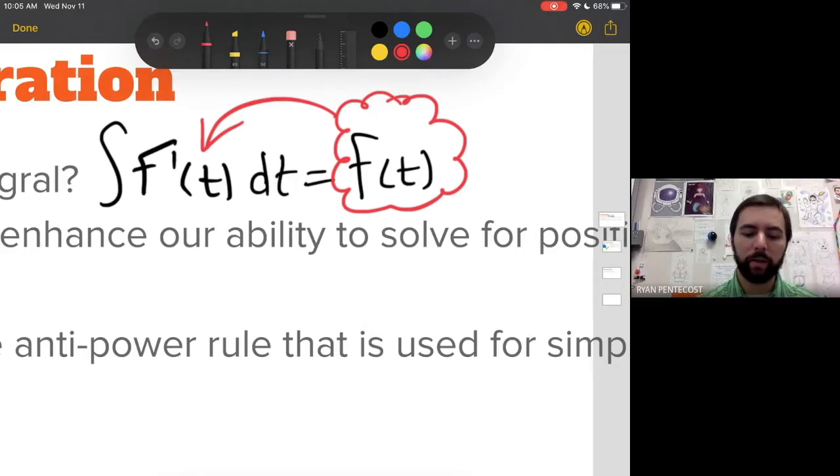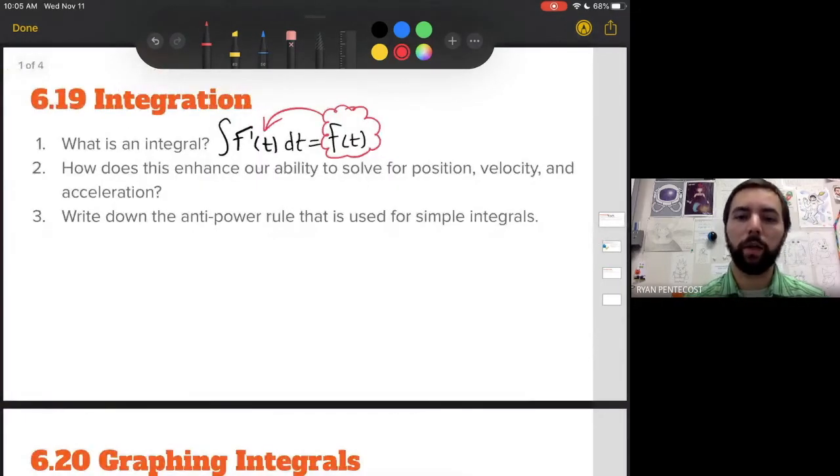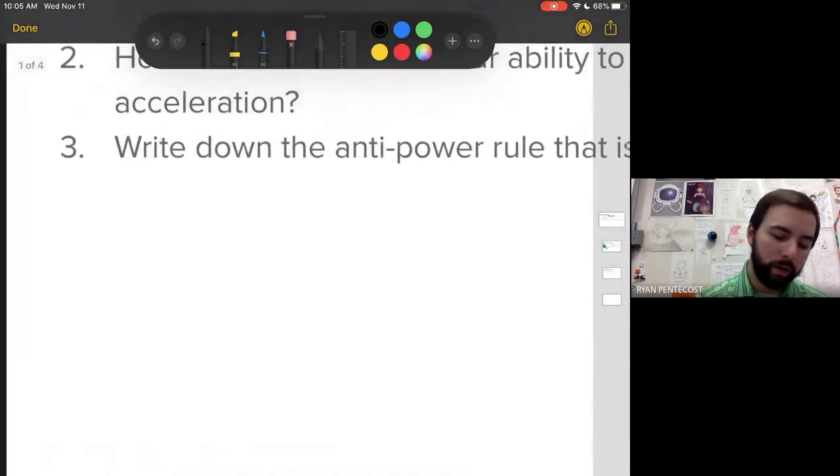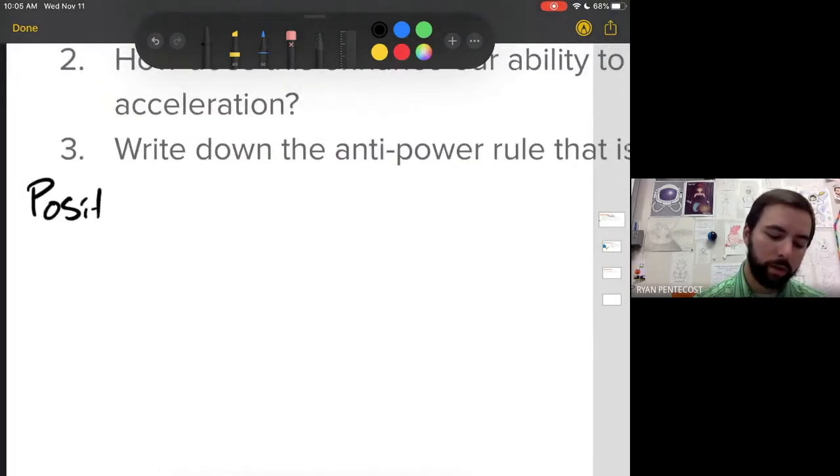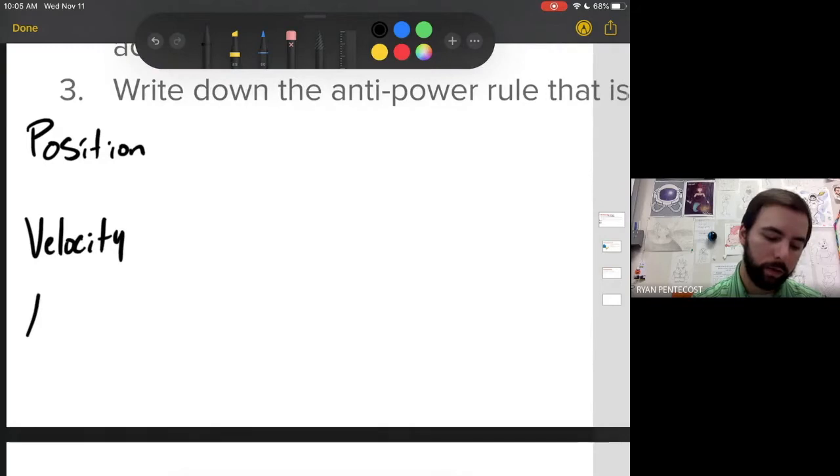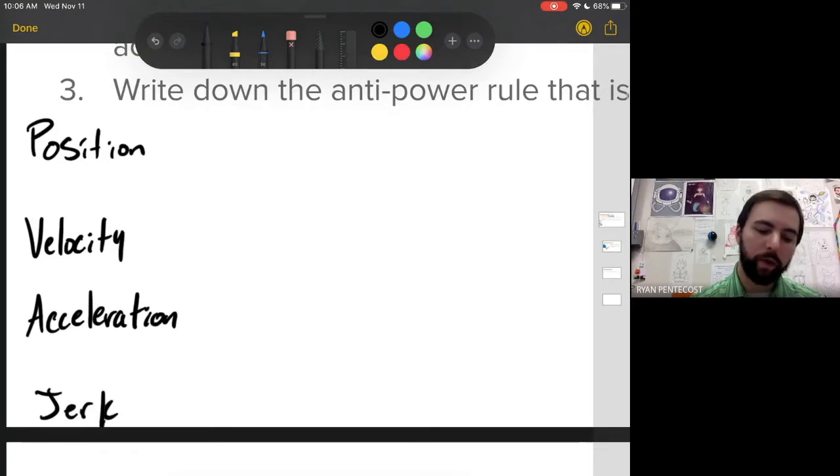So number 2 asks, how does this enhance our ability to solve for position, velocity, and acceleration? So if we look at what we know so far, right? Let's zoom in. We've got position, velocity, acceleration, and even beyond that, we have jerk that we have talked about before.